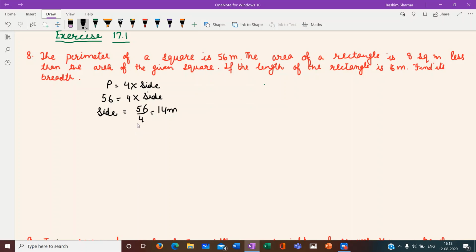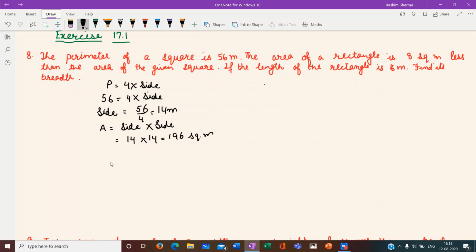The area of the rectangle is 8 square meter less than the area of the given square. It means we have to find the area of the square. So area of square is equal to side into side. We put the value, that is 14 into 14, and 14 into 14 is 196 square meter.